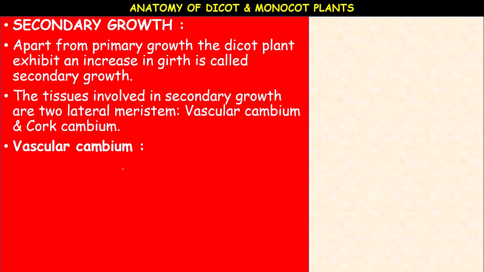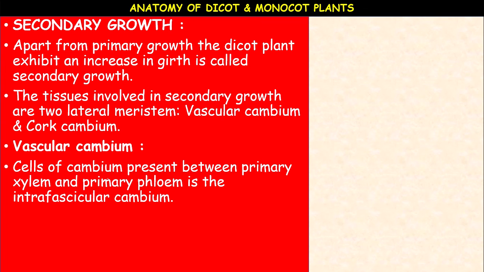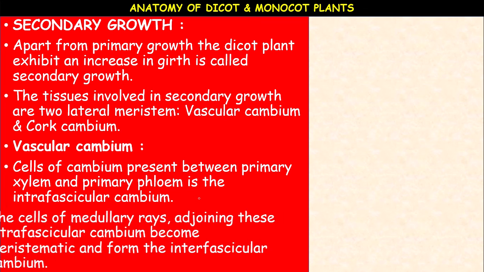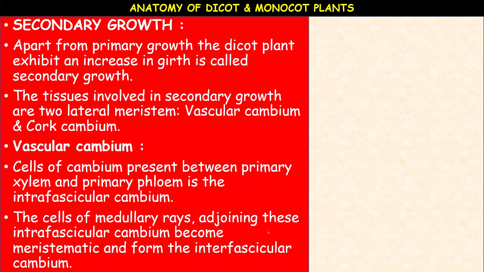First, vascular cambium. The cambium present between the primary xylem and primary phloem is the intrafascicular cambium. The cells of the medullary rays adjoining the intrafascicular cambium become meristematic and form the interfascicular cambium. So two cambiums are formed, intrafascicular and interfascicular. Intra means inside, inter means in between.